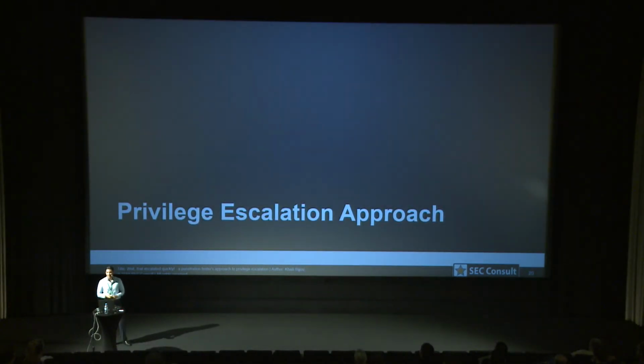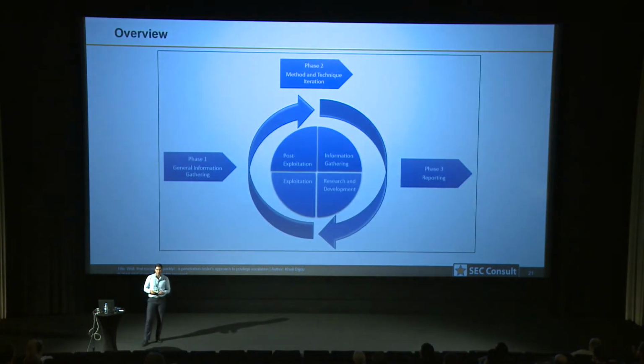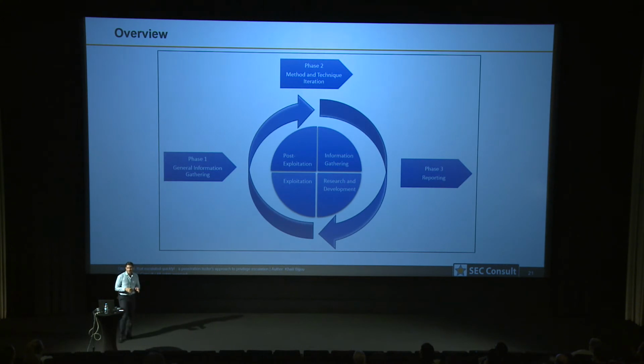So coming to our privilege escalation approach, and we don't have too much time, this is the overview of the approach. In the first phase, you have a general information gathering phase, where you try to find out general information about the system. What operating system is it? What architecture does it use? And so on and so forth. In phase 2, we iterate through all the different privilege escalation methods and techniques. This contains, again, 4 steps, which we will cover shortly. And in the last phase, we will report the vulnerabilities to the customer.